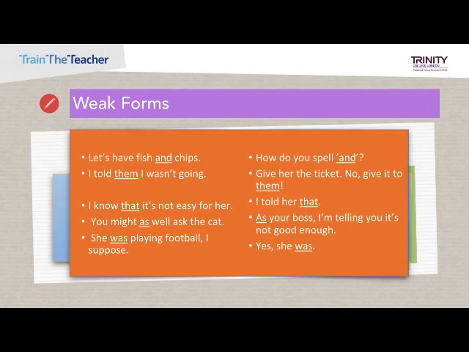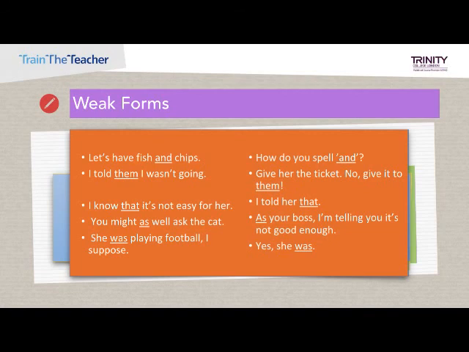So, I'll read them out. Let's have fish and chips. How do you spell and? I told them I wasn't going. Give her the ticket. No, give it to them. I know that it's not easy for her. I told her that. You might as well ask the cat. As your boss, I'm telling you it's not good enough. She was playing football, I suppose. Yes, she was.